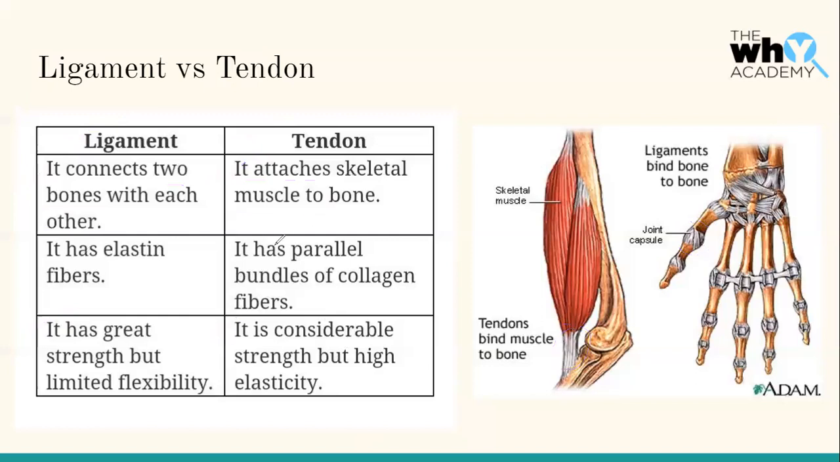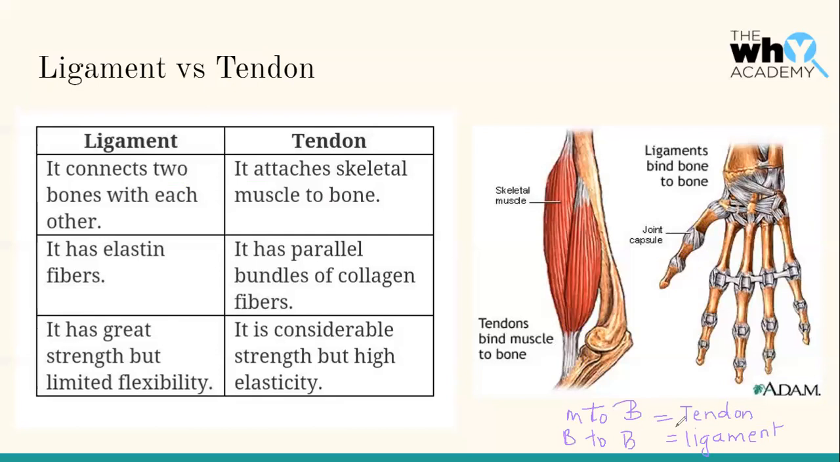Cool. So you can find your own way of remembering that tendon is muscle to bone, and ligament is bone to bone. Or you can remember it like this: M to B would be tendon, versus B to B would be ligament.